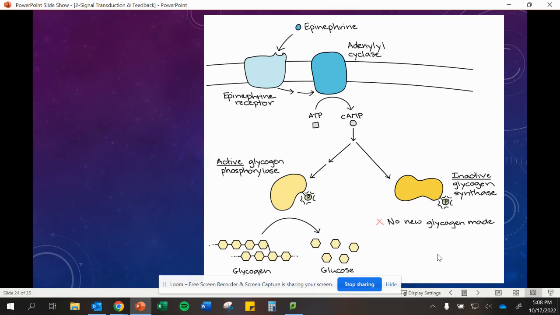Okay, so here is a diagram. Remember, we have to be able to interpret these diagrams. So here we have epinephrine. That's our ligand that's going to bind to an epinephrine receptor. That receptor, then we can see here, turns ATP into cyclic AMP. And then from there, it can go to two different places.